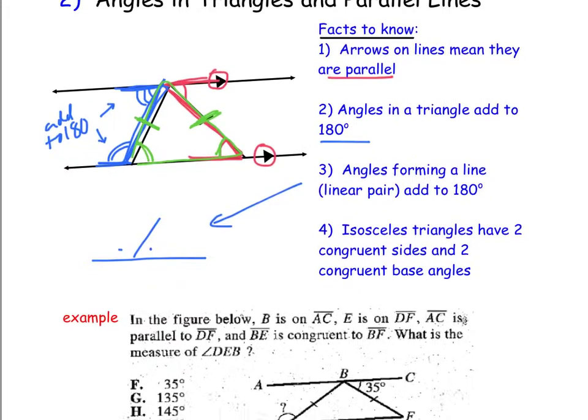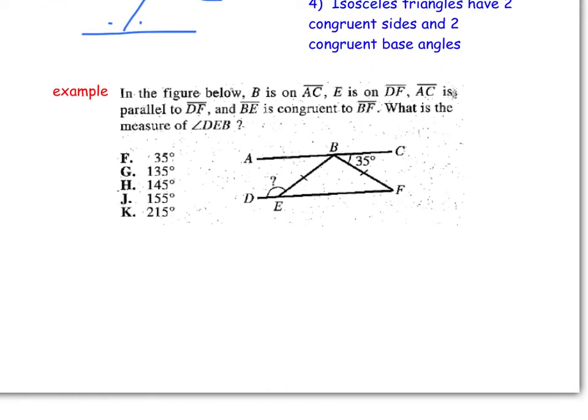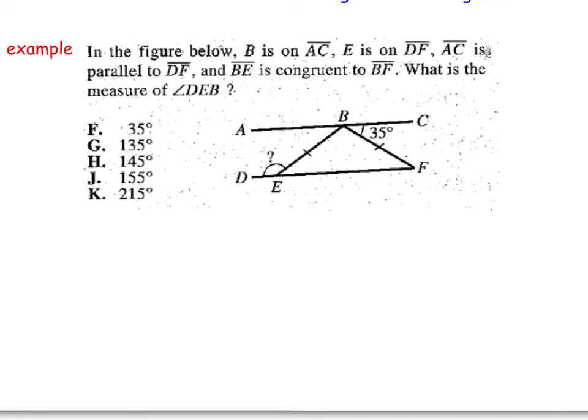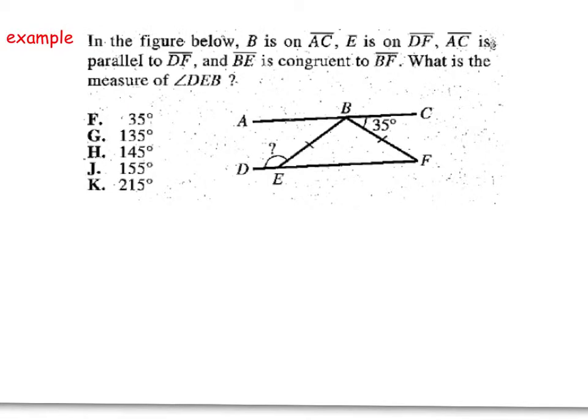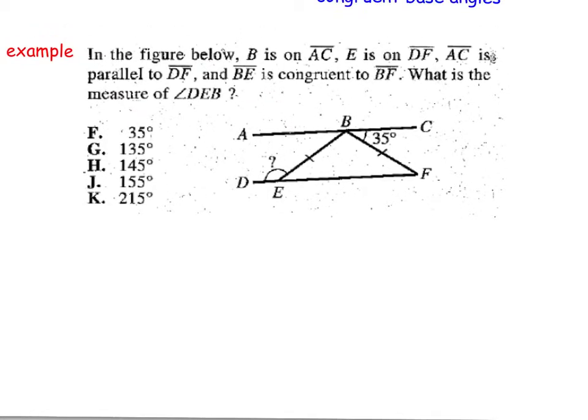So let's look at a problem here. This is not numbered, but in the figure below, B is on AC, E is on DF. Okay, so some information there that really doesn't mean a whole lot. AC is parallel to DF. Okay, so there you've got parallel lines. So I'm going to put those arrows on them just to make sure I know that. And BE is congruent to BF. So that's giving you this. And they're already marked that they are congruent, so you don't need to mark that information. It says, what is the measure of angle DEB?